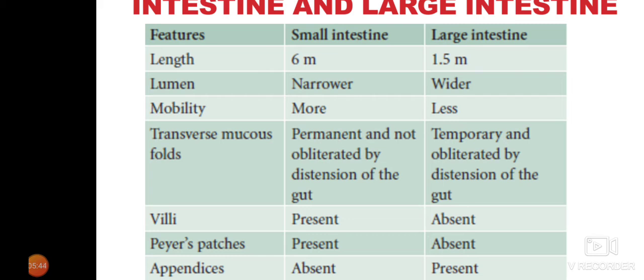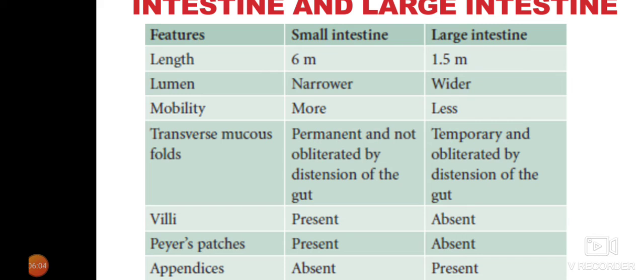Now, transverse mucosal folds. Transverse mucosal folds are permanent in the case of the small intestine. That means they are not obliterated by the distension of the gut. When the small intestine is enlarged, when the food material is passing down, the mucosal fold does not change.